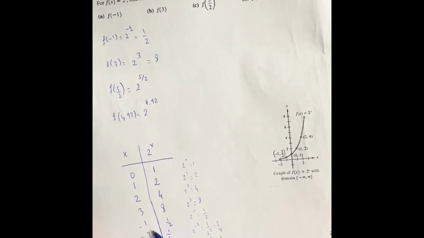And also in the negative direction, at negative 1, 2 to the power of negative 1 is 1/2. 2 to the power of negative 2 is 1 over 2 to the power of 2, which is 1/4. At negative 3, 2 to the power of negative 3 is 1 over 2 to the power of 3, which is 1/8. So it still halves as we go leftward. And as x goes to negative infinity, the value gets really small, but it never touches or gets to 0. So the x-axis is the horizontal asymptote.